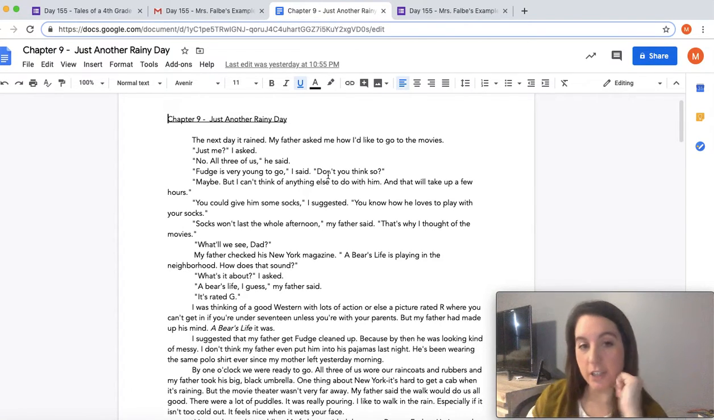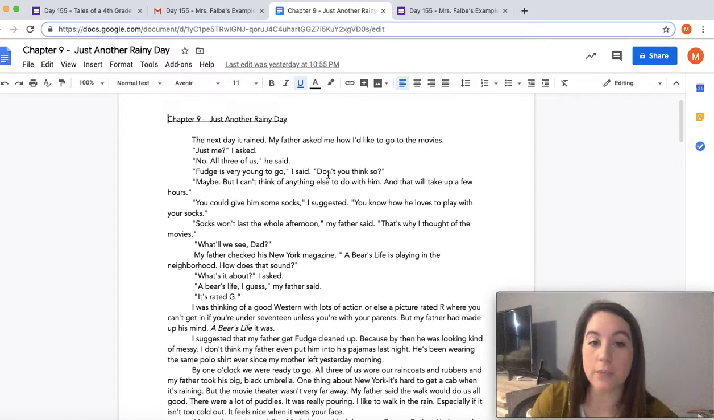Chapter 9, Just Another Rainy Day. The next day it rained. My father asked me how I'd like to go to the movies. Just me? I asked. No, all 3 of us, he said. Fudge is very young to go, I said. Don't you think? Maybe, but I can't think of anything else to do with him, and that will take up a few hours. You could give him some socks, I suggested.